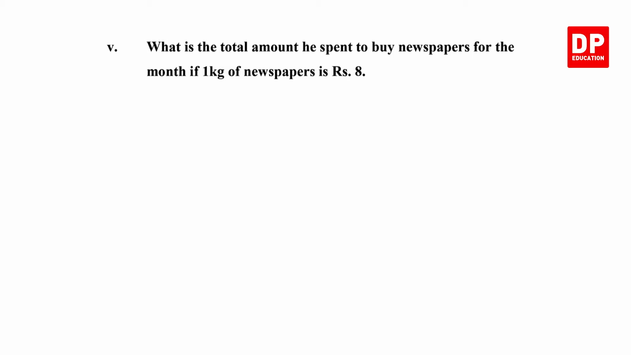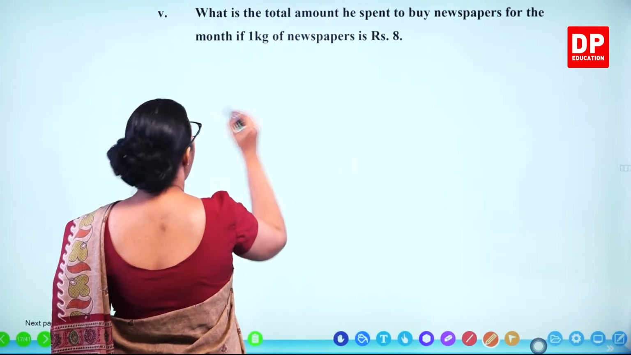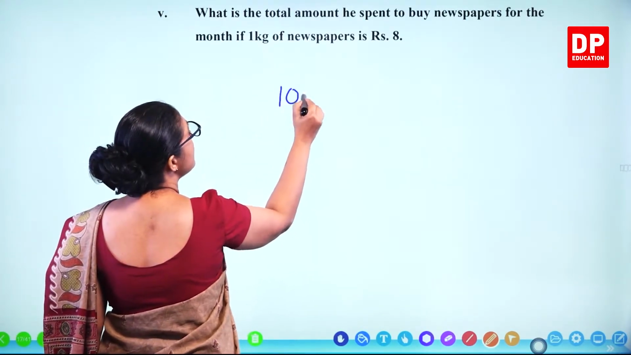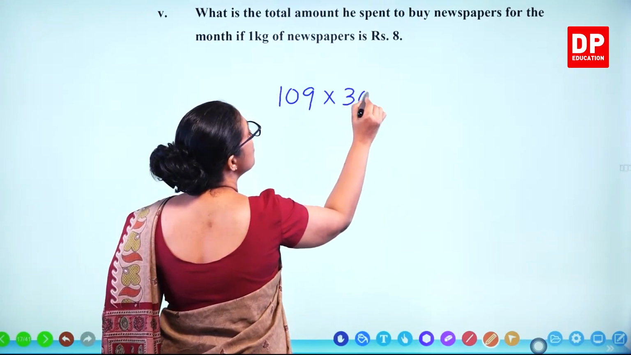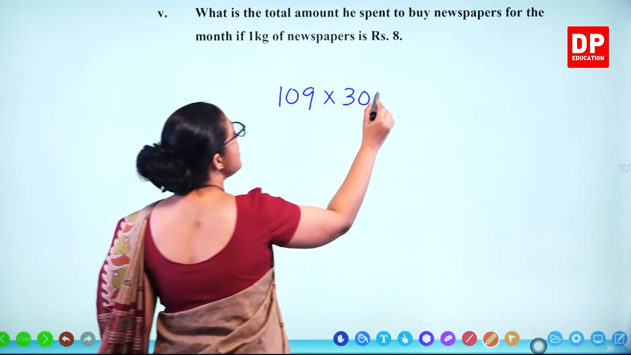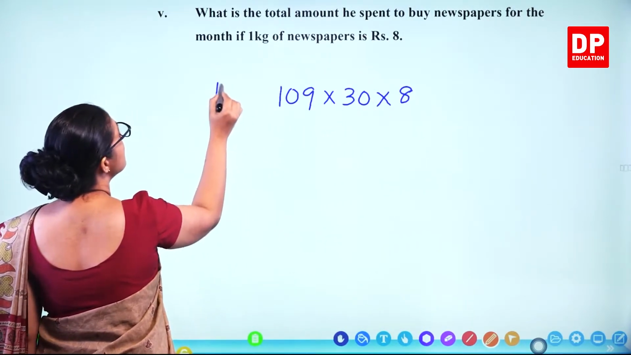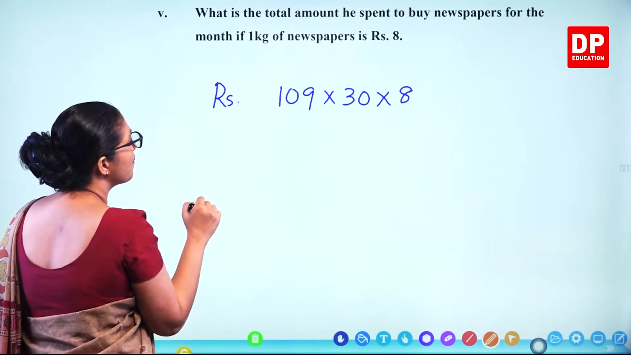What is the total amount he spent to buy newspapers for the month if 1 kilogram of newspapers is 8 rupees? So 1 kilo is 8. How many kilos? 109 kilos per day. For the month, you need to multiply by 30, and each kilogram 8 rupees. So that's the amount he needs to spend.